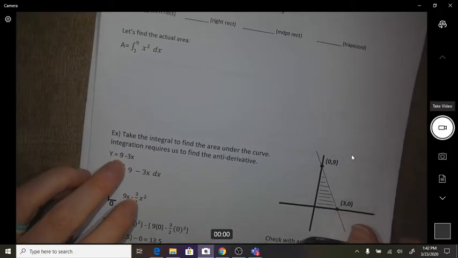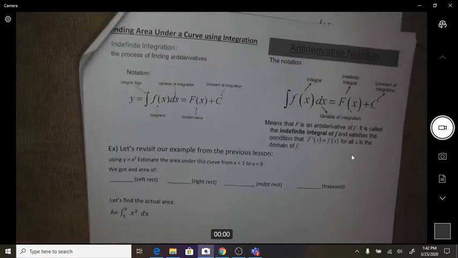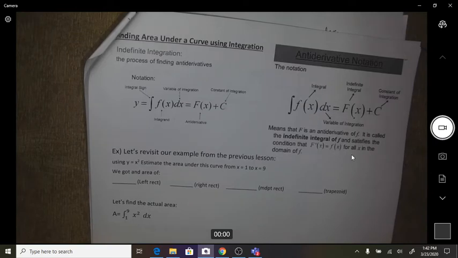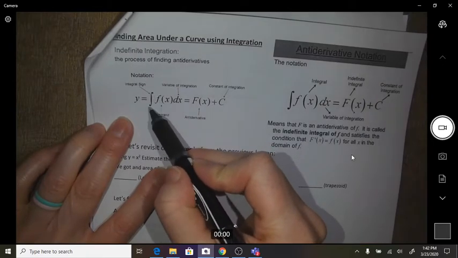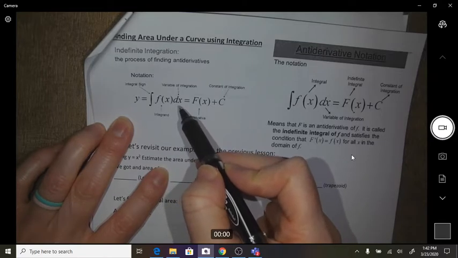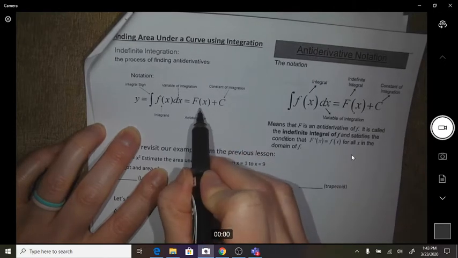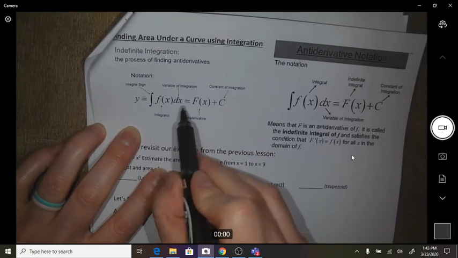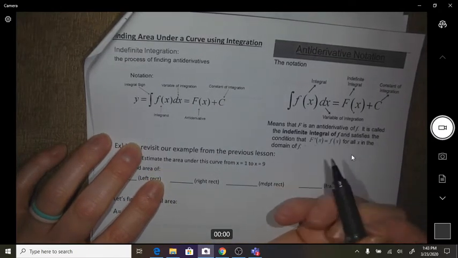Okay, now we are going to do a lesson about finding the area under the curve. So what we did before with estimation, now we're going to do it with integration. Okay, so this symbol is an integral symbol, and this is a piece where you say you're integrating with respect to what variable. And here's that language that if this is a little f of x, this is a big F of x to mean the antiderivative. Okay, so just some language.